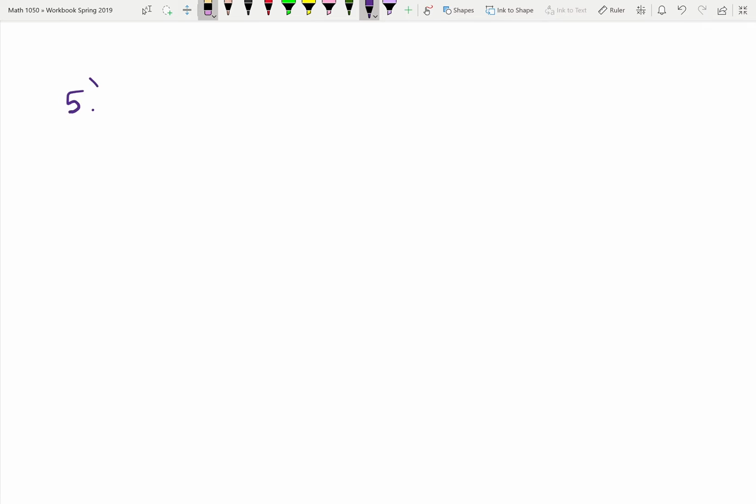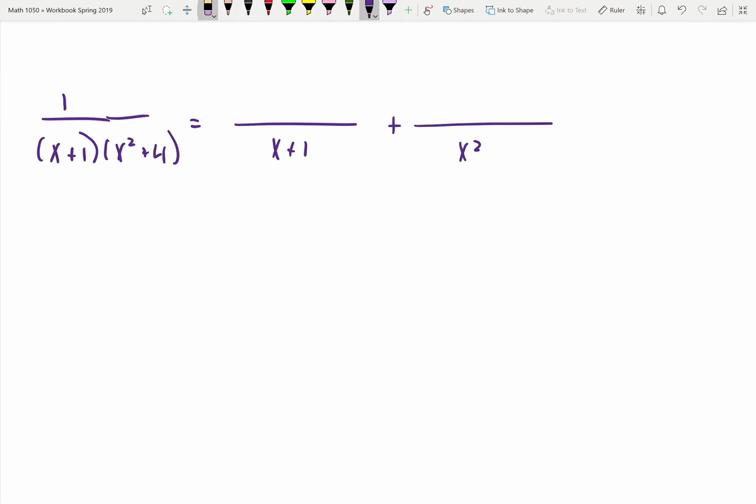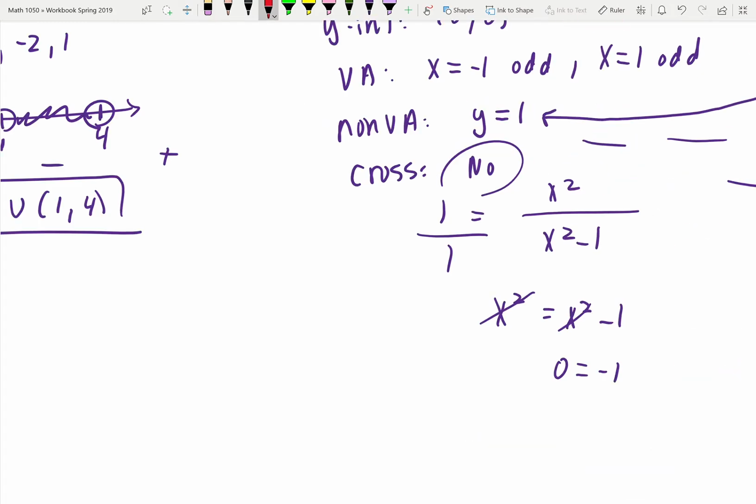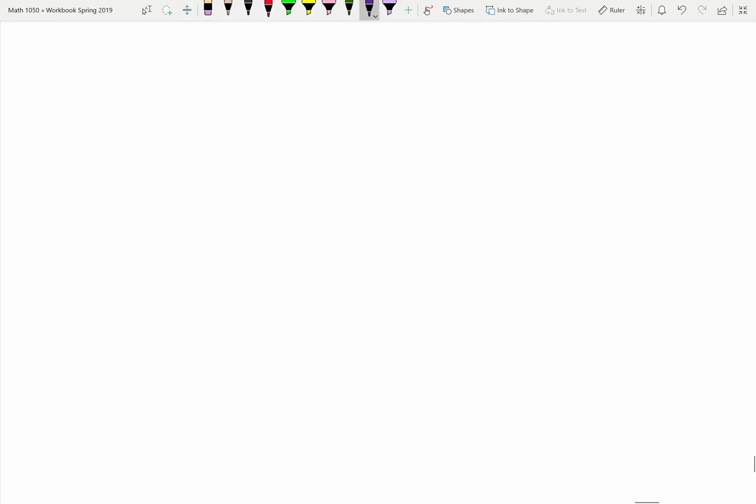Okay, here's number 5. The form of the partial fraction decomposition is probably how they'll word it. So it looks like that. You have to have a fraction with an x plus 1, and you have to have another fraction with an x squared plus 4. That's what my answer is going to look like. The x plus 1 is easy, it's an A. Since this is squared, added or subtracted, and won't factor, that's Bx plus C.